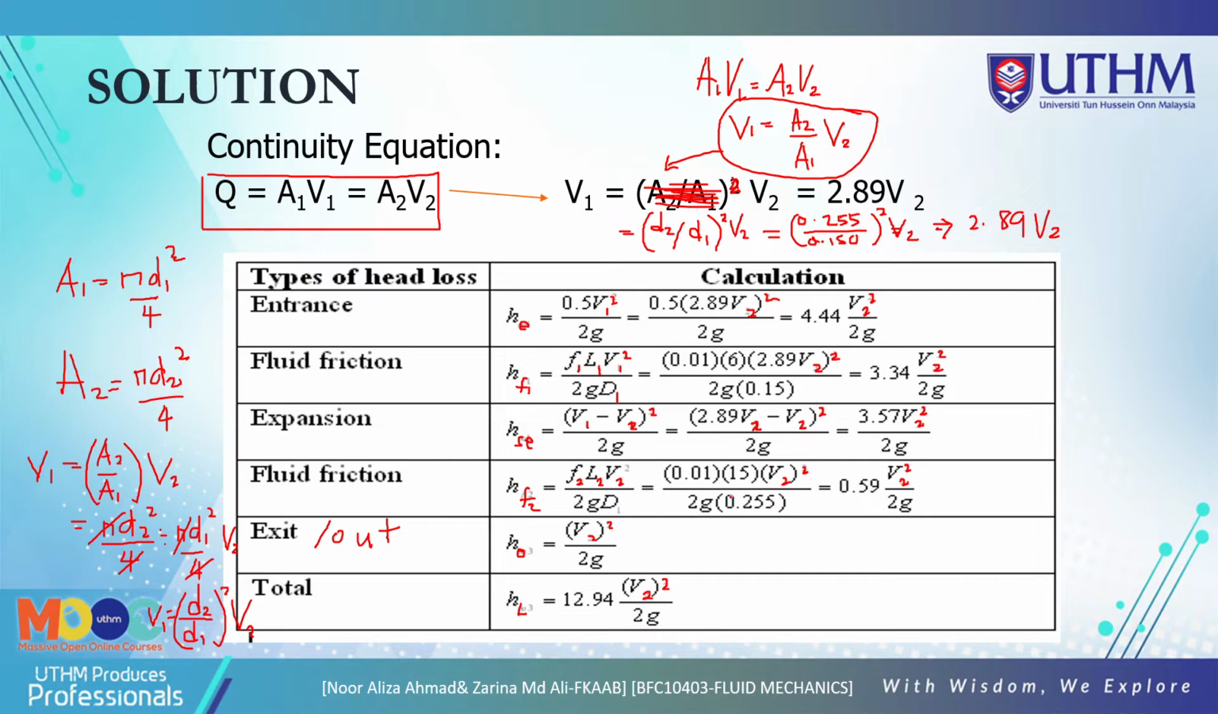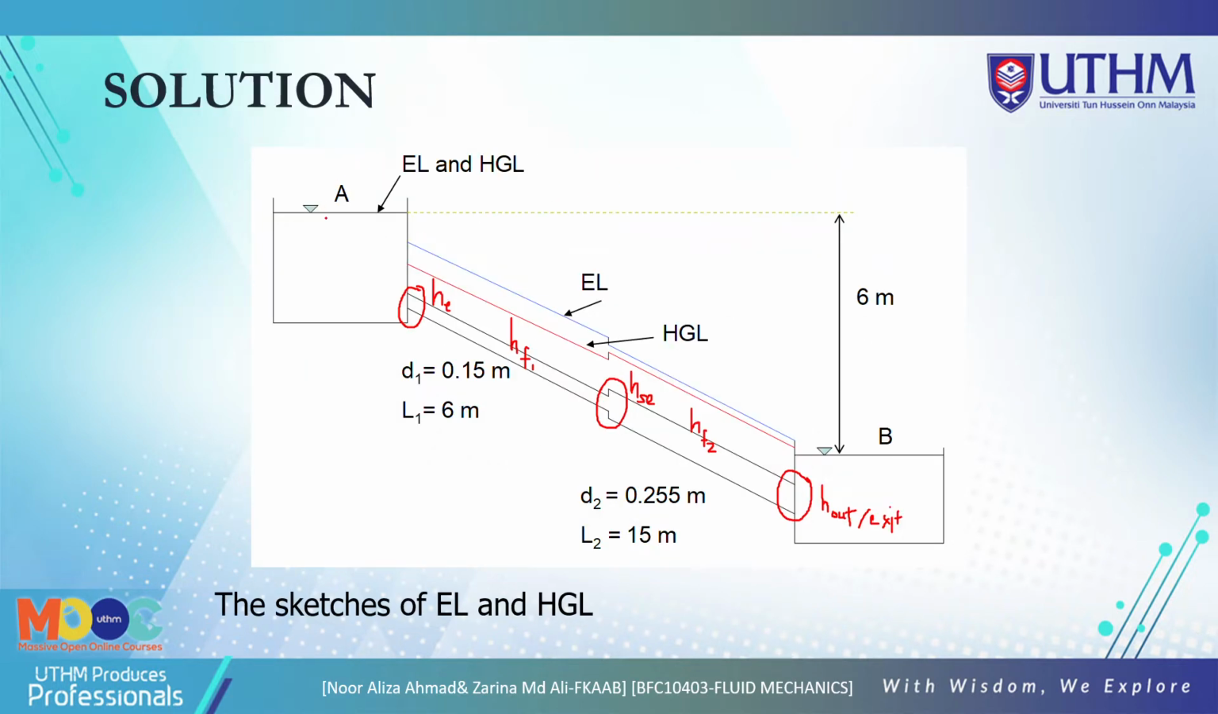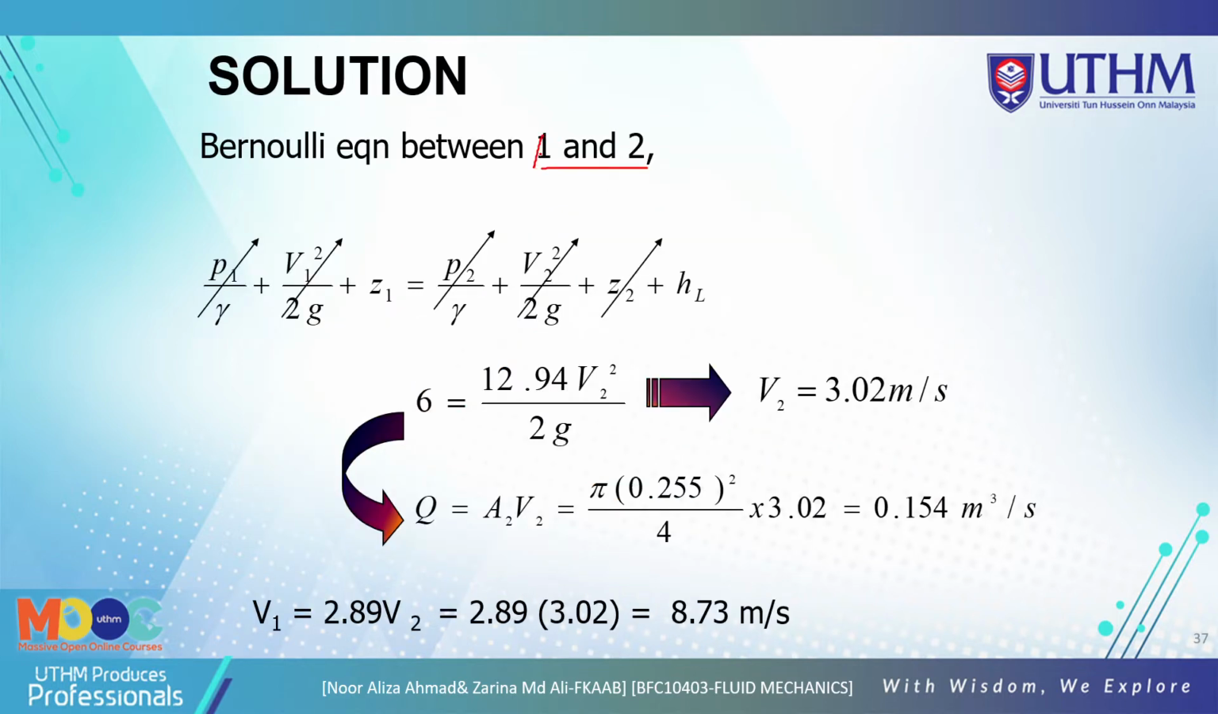Then you just solve using the Bernoulli equation between 1 and 2, which is between A and B here. So this is 0, this also 0 and also 0. This is PB, PA, and you get VA, and VB is also 0.